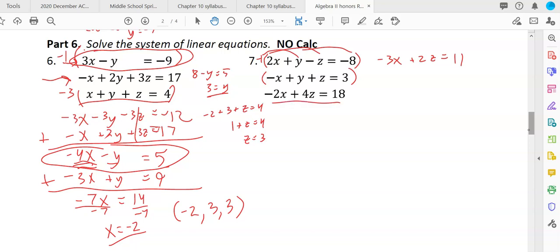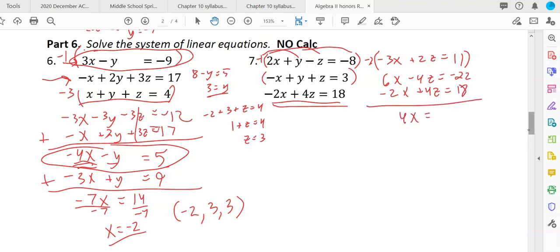Okay, we take this equation now and do some elimination here. It looks like if I multiply this equation by negative 2, that should work. I get positive 6x minus 4z equals negative 22. I take this equation and put it below, so negative 2x plus 4z equals 18. I add, I get 4x equals negative 4, so x equals negative 1.